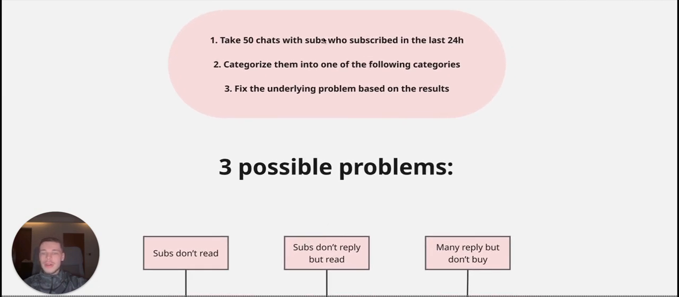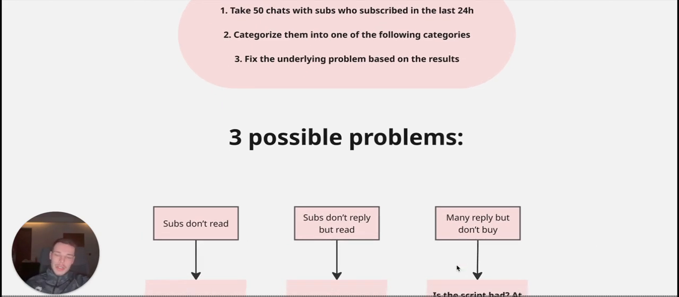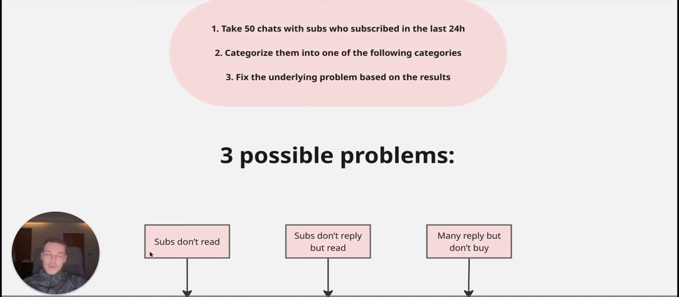And what you're about to do is, out of those 50 chats, put all of them in the 4 categories. So they didn't read the welcome message. They read it, but they didn't reply. They replied, but they didn't buy content. Or ideally, they replied to the welcome message and they ended up buying at least 1 PPV. These are all 4 categories, but 3 of them are a problem. And what you're going to find out is in which of those you lose most of the subscribers.